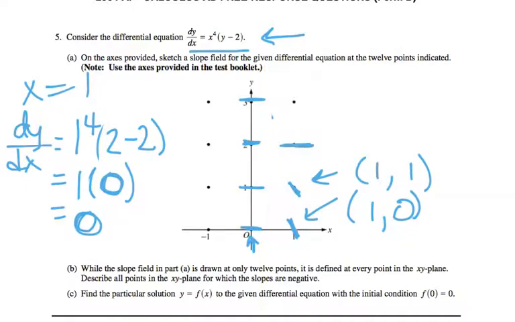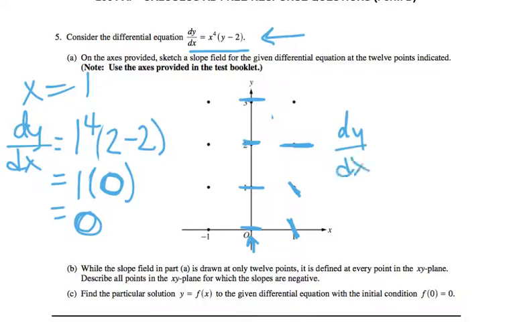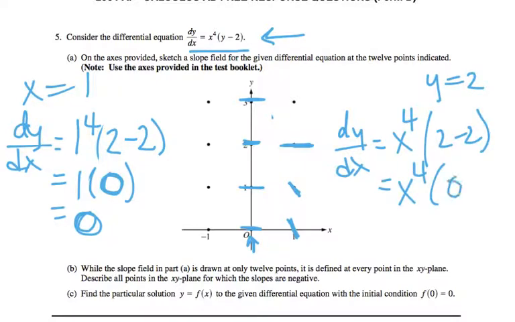Now, this is an interesting one to think about. For any time that y is equal to 2, let's look at dy/dx, we've got x to the fourth. If y equals 2, we're going to end up with 2 minus 2, which gives us x to the fourth times 0, which will always be 0. So we can actually draw in a slope of 0 everywhere where y equals 2.